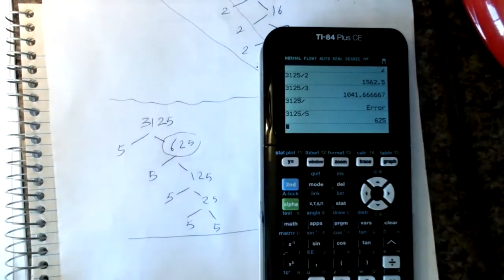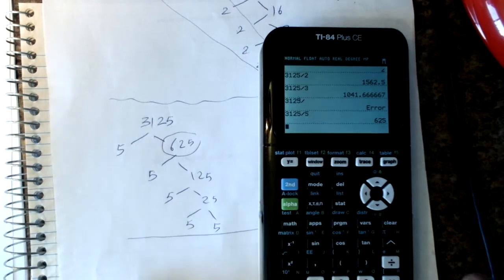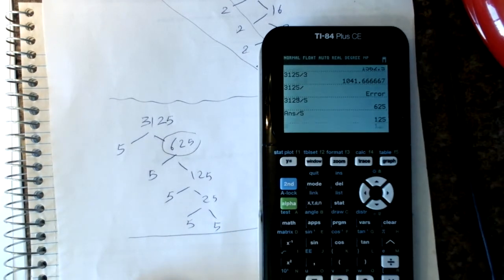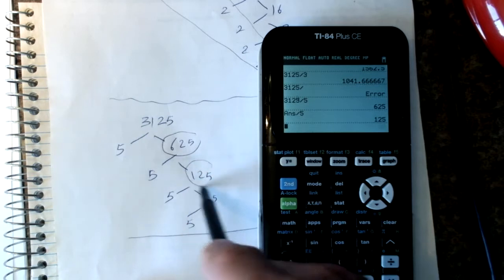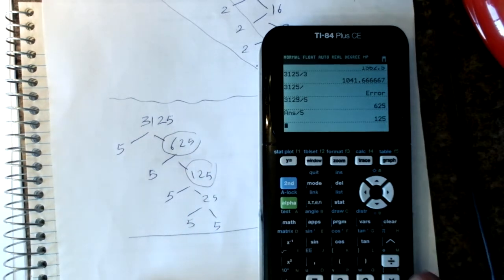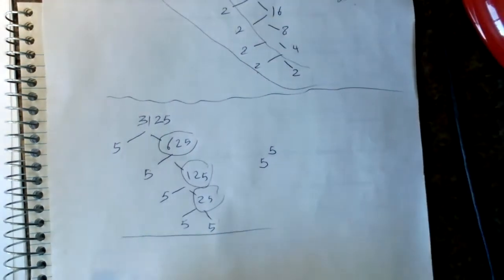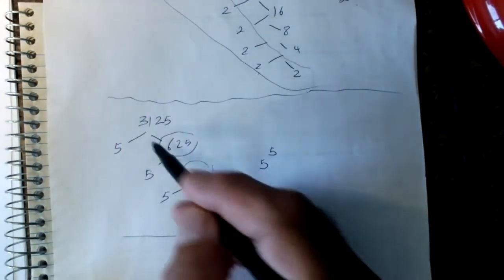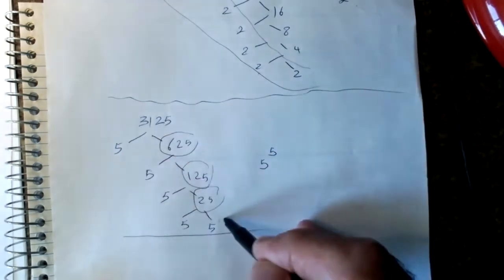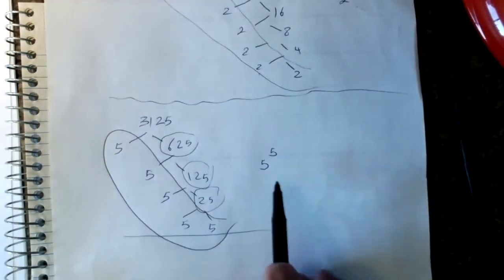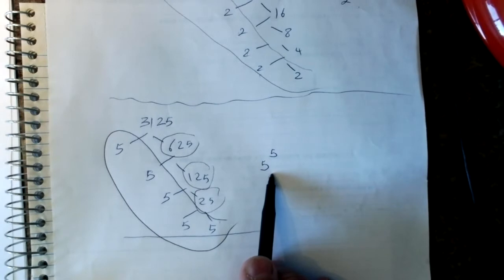Yes, it's 625. Divided by 5 again. Yeah, it's 125. Divided by 5 again. It's 25, and divided by 5 again is 5. Okay? So how many 5 are there in 3,125? 5 to the power of 5.